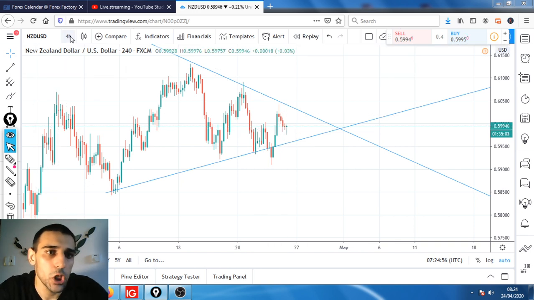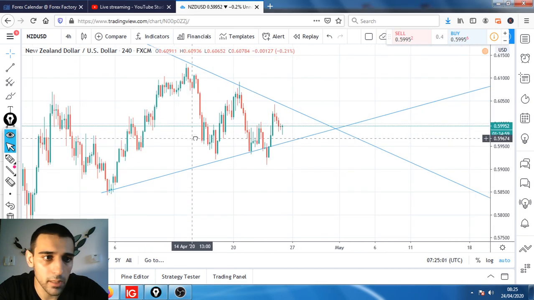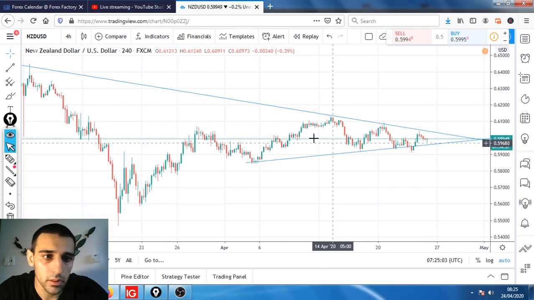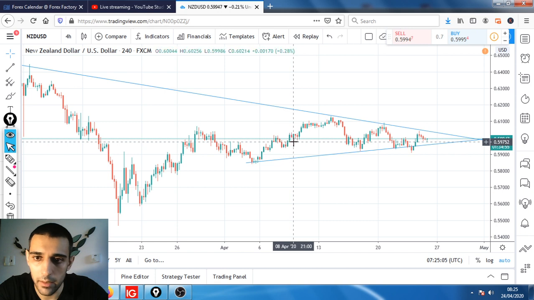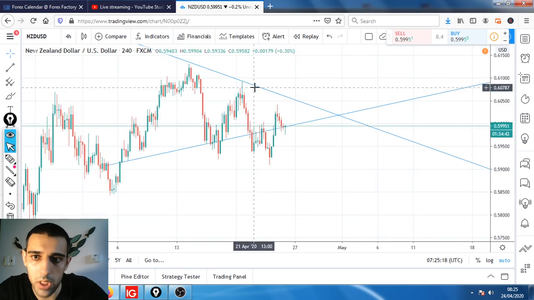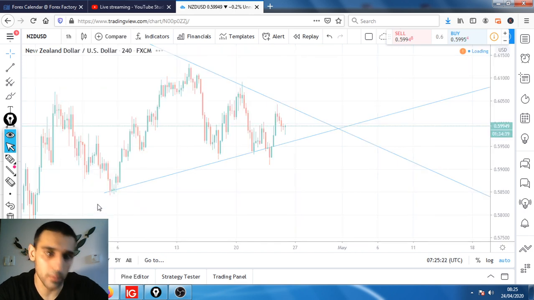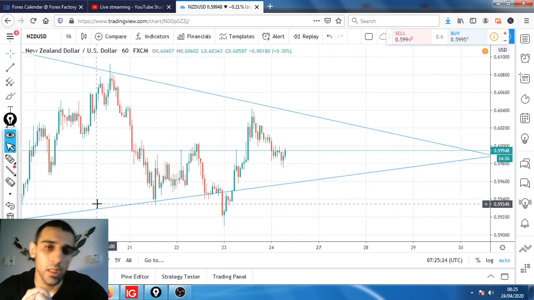Right, let's jump into the 1-hourly. Let me just have a look at this more and see what we have in here. So the price came down, it tested this low here, and also these highs here, so that acts as a nice support. Price might want to push higher. So let's go to the 1-hour time frame and see what we have.